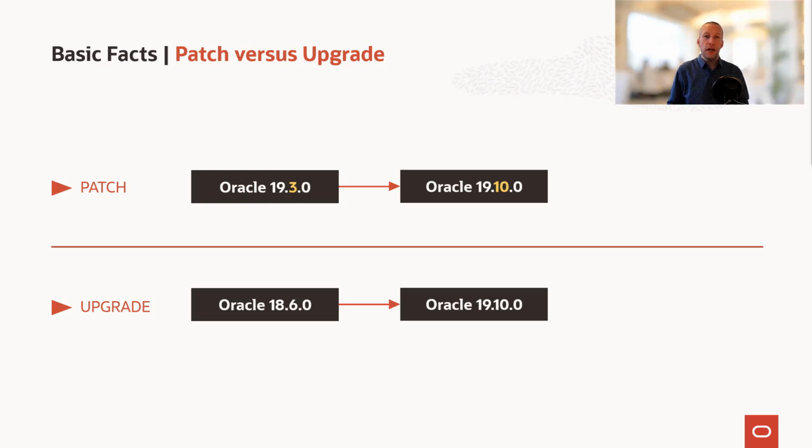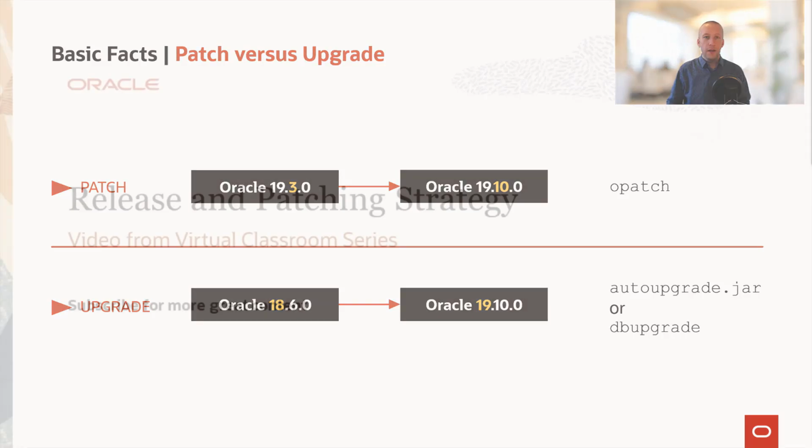Now, in contrast to that, if you look at a database upgrade, if you go from database 18 to 19, you'll see that it is the 1st digit that changes, in this case, from 18.6 to 19.10. So just by looking at the number format or the number change, you can see whether it's a patch or an upgrade. And you can also see that by looking at the tools that you use for either a patch or an upgrade. If you use OPatch, it's a patch. Whereas if you use, preferably, AutoUpgrade or DBUA, it's an upgrade.